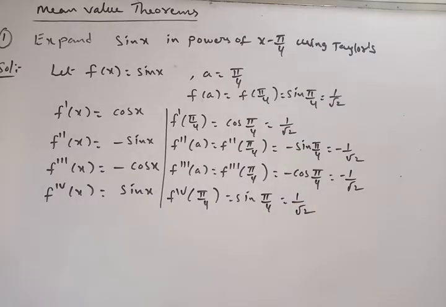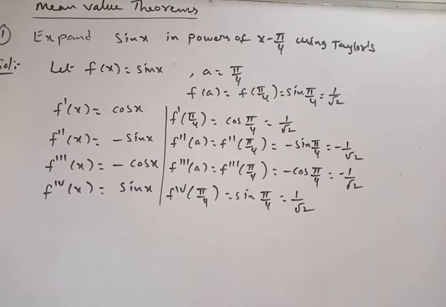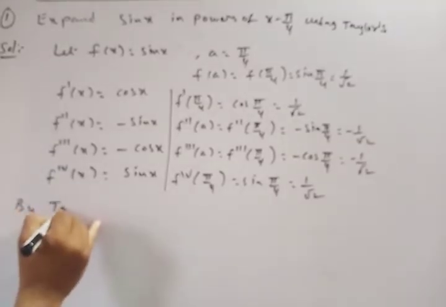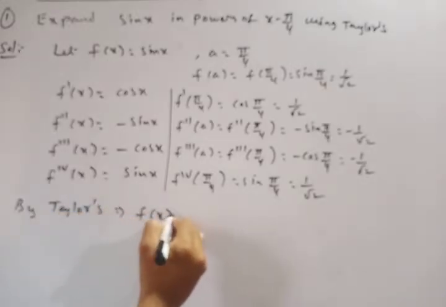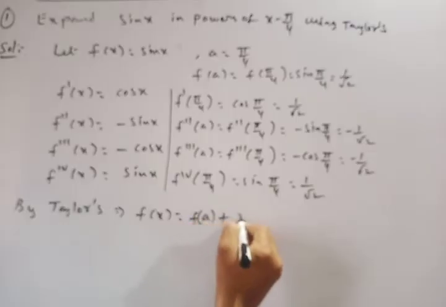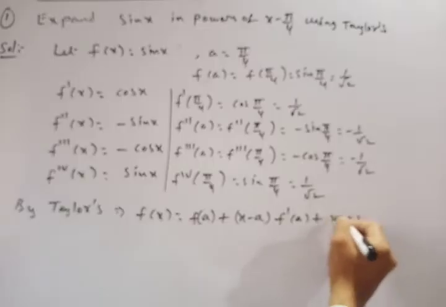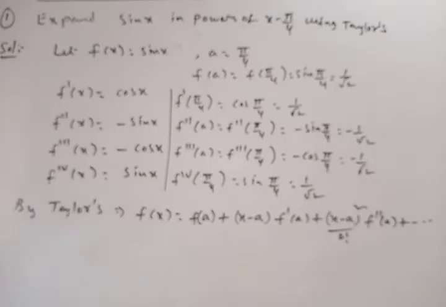So we calculated f dash of x, f double dash, f triple dash. Now you need to write the formula. Therefore, by Taylor series expansion, what is the formula we have? F of x is equal to f of a plus x minus a into f dash of a plus x minus a whole square by 2 factorial f double dash of a plus so on. This is the expansion of Taylor series.